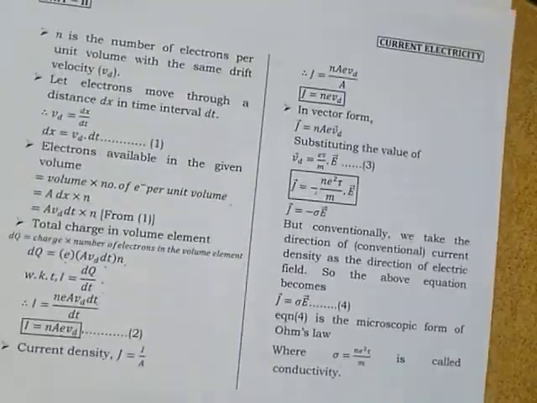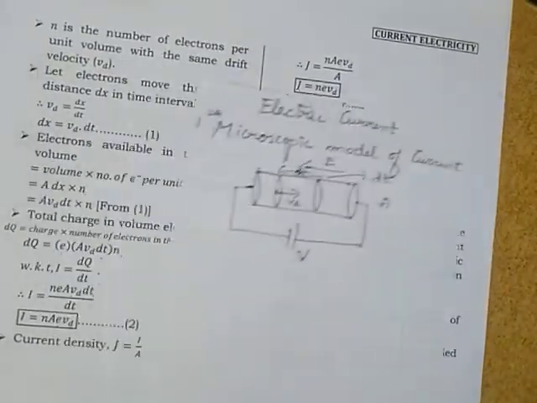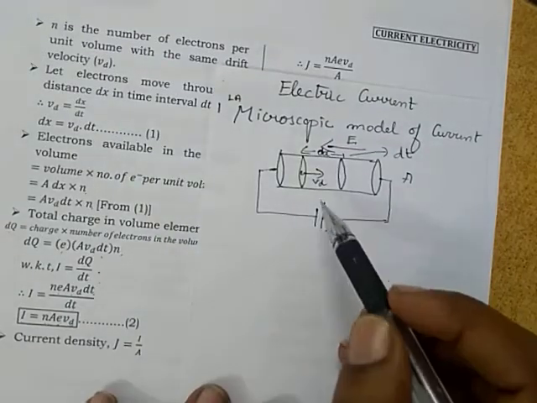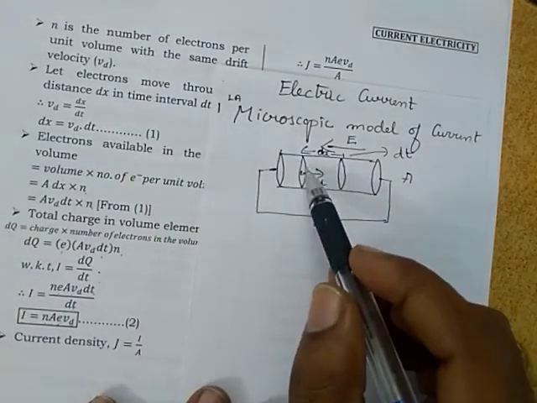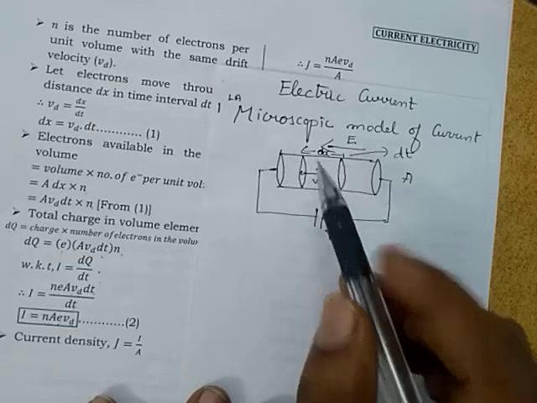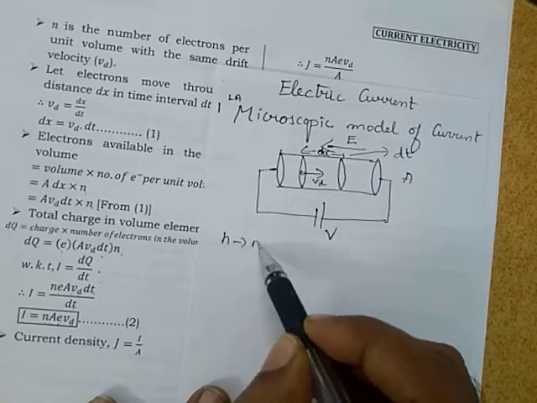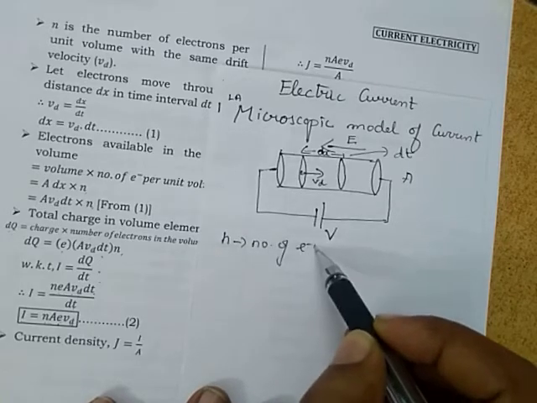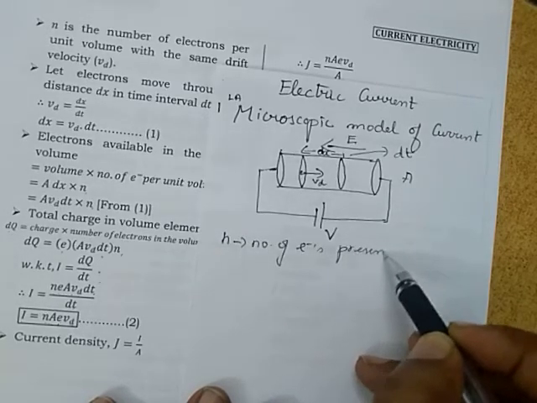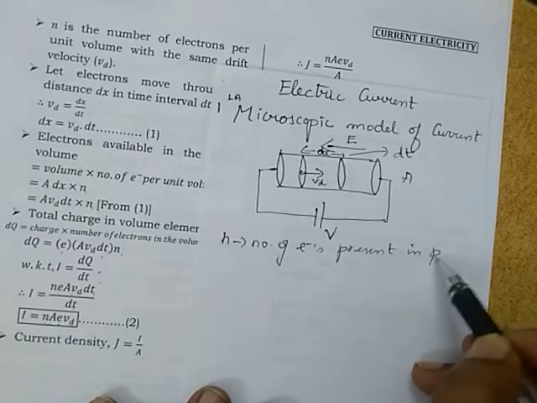Then the number of electrons present per unit volume of the conductor, that means 1 meter length, 1 meter breadth, 1 meter height, that is 1 unit volume. The number of electrons present per unit volume is n.